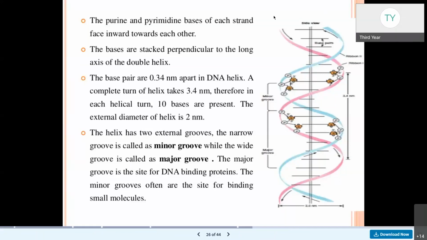So you can see the overall structure of the DNA. It consists of a double helical chain and it is a right-handed helix, and one turn of the helix distance is 3.4 nm, and in one turn of the helix there are 10 bases, and the distance between the two bases is 0.34 nanometer. And there is a minor groove and a major groove, and in the major groove the DNA binding proteins are attached.